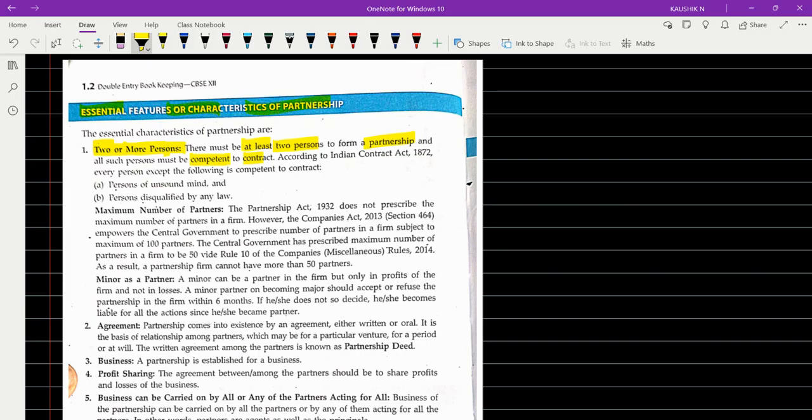Now it says very clearly, according to which act? The Indian Contract Act of 1872. Earlier to this, we learned one act. What was that act? The Indian Partnership Act. What is the year of this act? 1932. And now, what is the act that you're learning here? The Indian Contract Act.